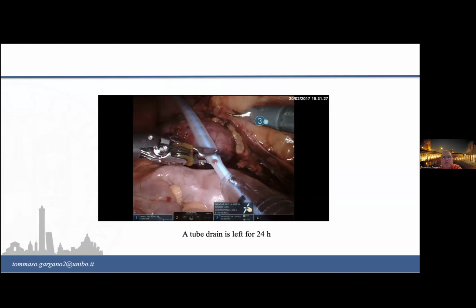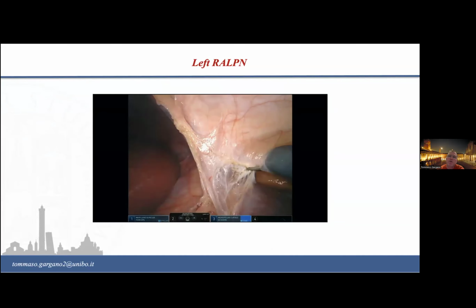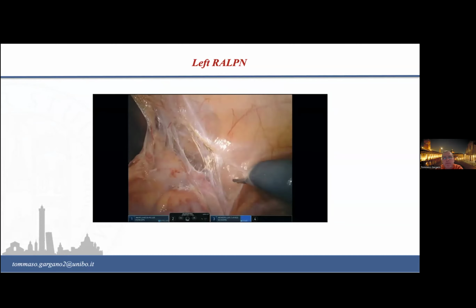At the end of the procedure, we always leave a drain, but it is not mandatory. It is left for 24 hours inside. Now I want to show you a short movie.